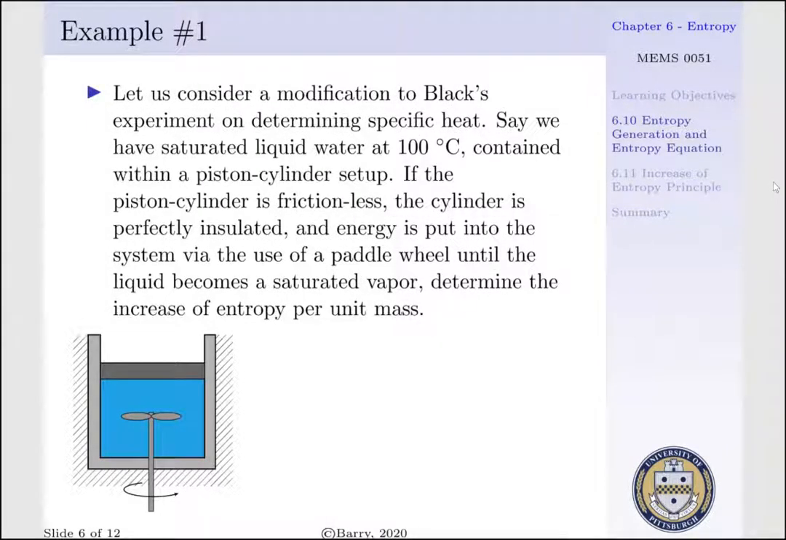Now, let us consider a modification to Joseph Black's experiment on determining specific heat. Say we have saturated liquid water at 100 degrees centigrade contained within a piston cylinder setup. The piston cylinder is frictionless, the cylinder is perfectly insulated, and energy is put into the system via the use of a paddle wheel. Until our liquid becomes a saturated vapor, we want to determine the increase of entropy on a per unit mass basis.